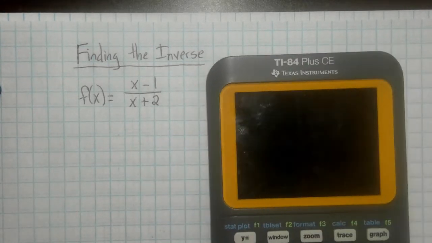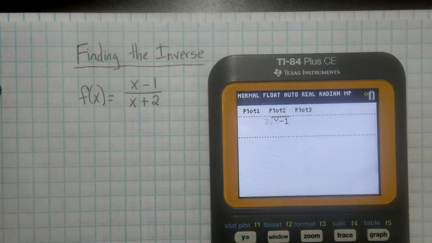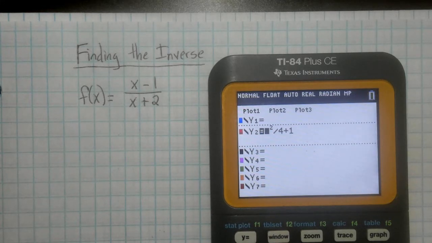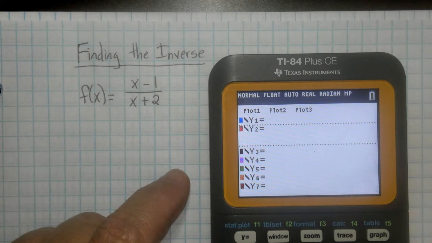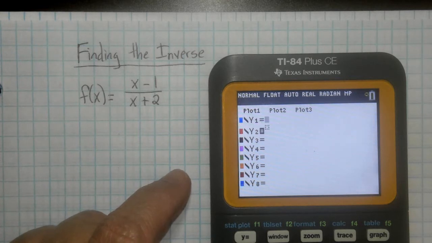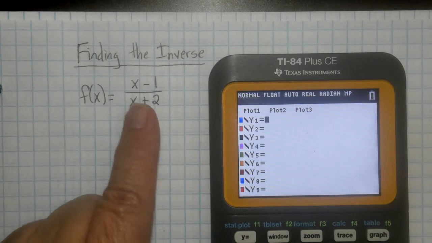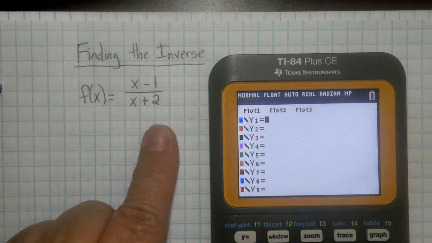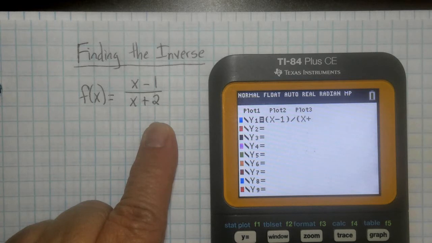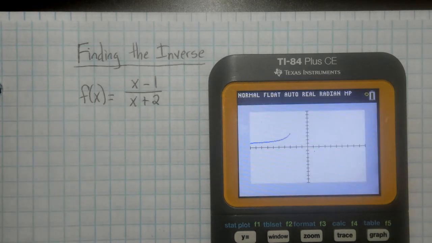All right, so I want you to grab your calculator, and let's go to y equals, clear out whatever might be in there, and let's type this equation in y1. So remember that this fraction bar is also a grouping symbol. So you're going to type in parentheses x minus 1, close your parentheses, divided by parentheses x plus 2. The other way is you could make the fraction bar actually come on your calculator with your math button. Let's take a look at that graph.